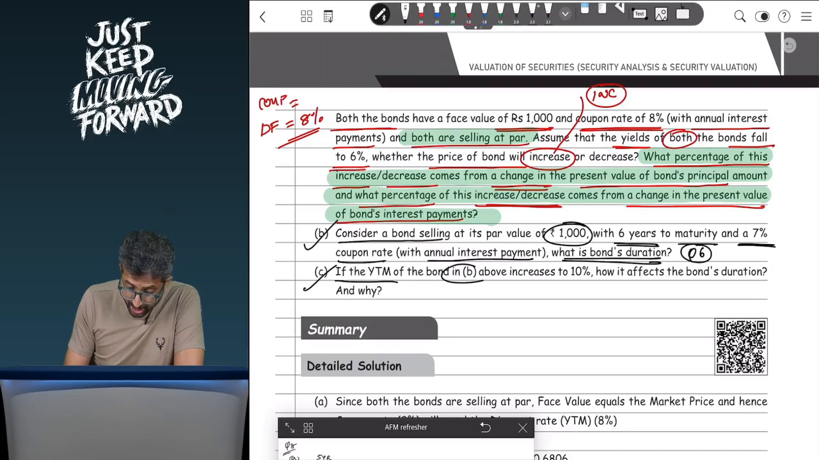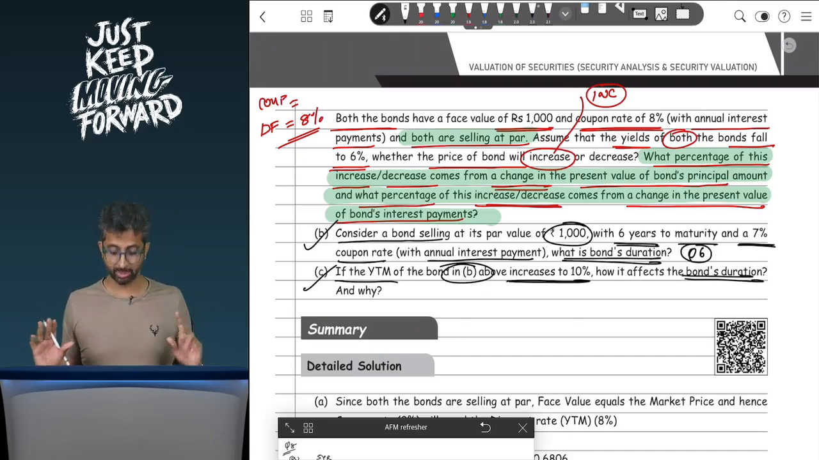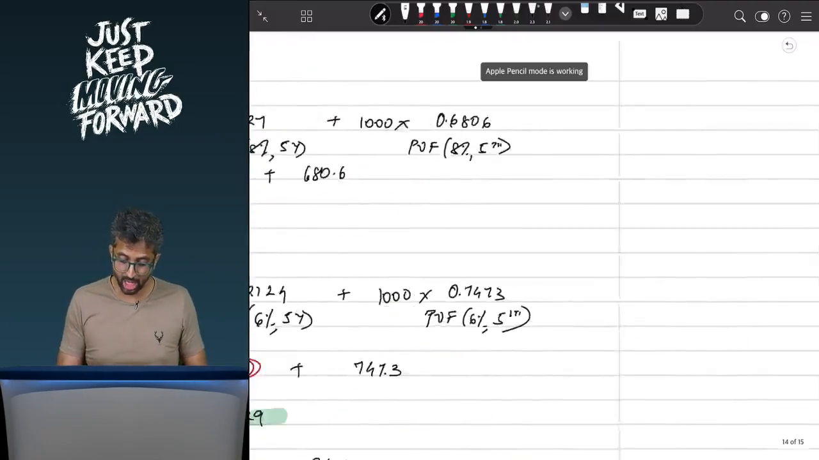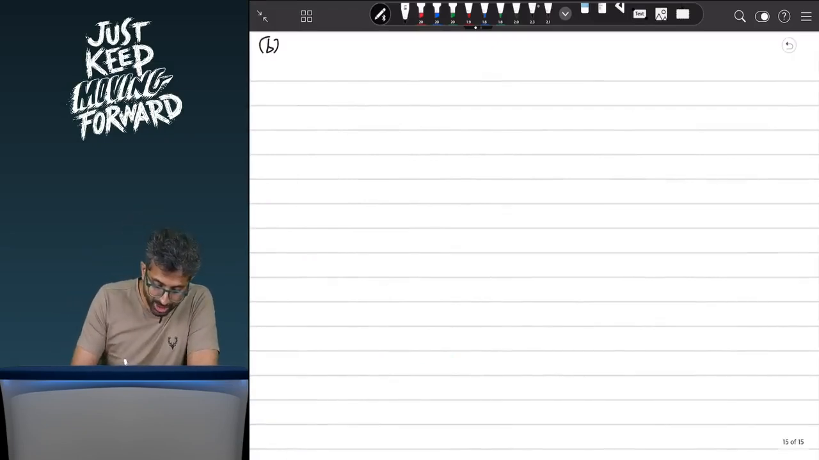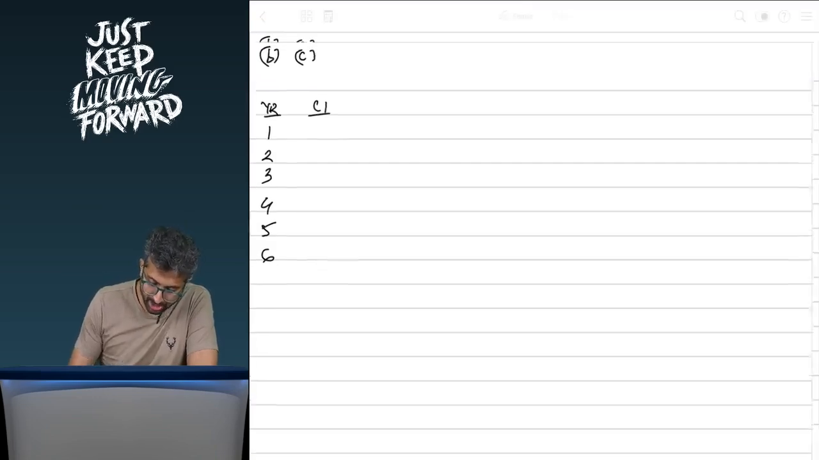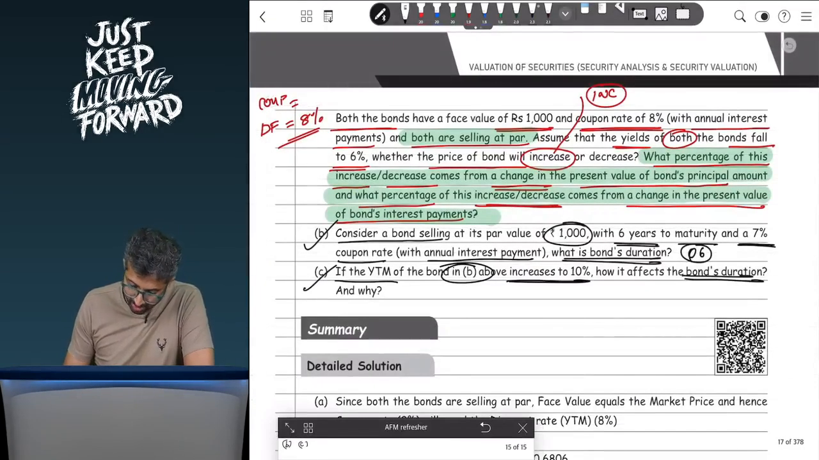If the YTM of this bond increases to 10%, how does it affect the bond's duration? Achha, if the YTM changes, all else remaining constant, the discount factor changes. If the discount factor changes, the present value numbers change, and this will definitely impact the duration. So if I look at points B as well as C, the cash flows for years 1, 2, 3, 4, 5, 6, this is a 7% coupon bond.